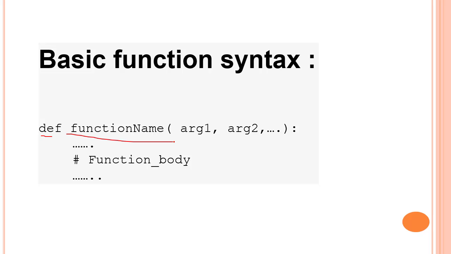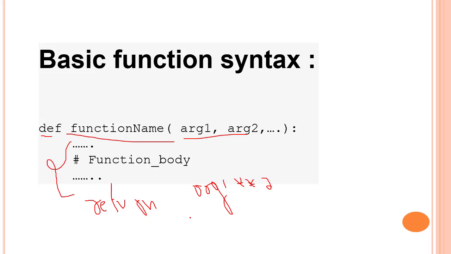So we have again def function name, argument 1, argument 2, and then the function body. In the function body you can write whatever expression statements that you need, and at the end you can also pass a return statement. So if you want to return any value, you can just write, let's say, return arg1 to the power of 2, the square of arg1. That's how the basic function syntax looks like.